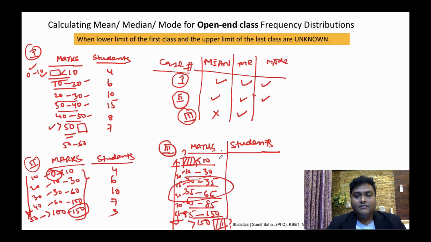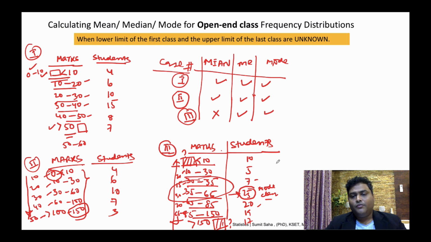Let's say the frequencies of the students are given like this: 10, 5, 7, 25, 20, 19, and 17. In this case I can easily say this is the mode class, and as per the formula I can easily calculate the mode.